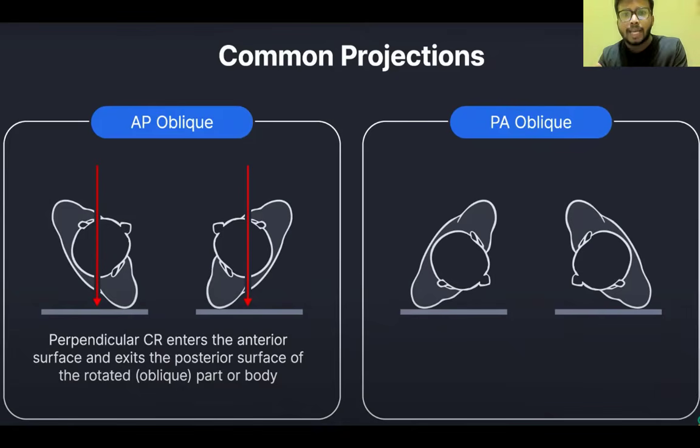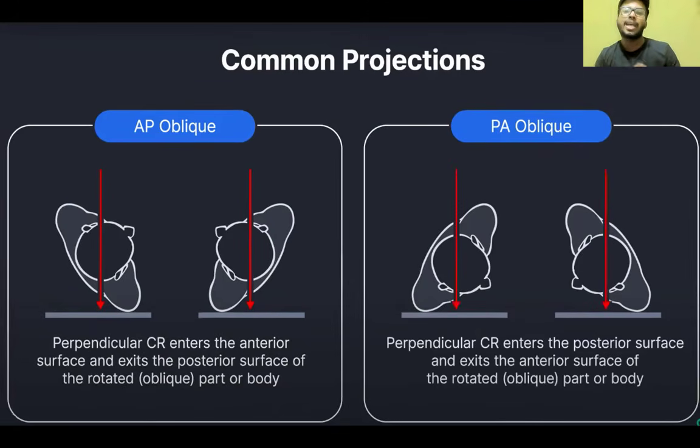Then PA oblique: the patient is rotated, and the central ray enters through the posterior surface and exits through the anterior surface. So keep in mind, oblique means rotated. AP oblique means the central ray enters the anterior surface and exits the posterior surface of a rotated part or body. If the central ray enters the posterior surface and exits through the anterior surface of a rotated part or body, it is called PA oblique. I think it is clear.